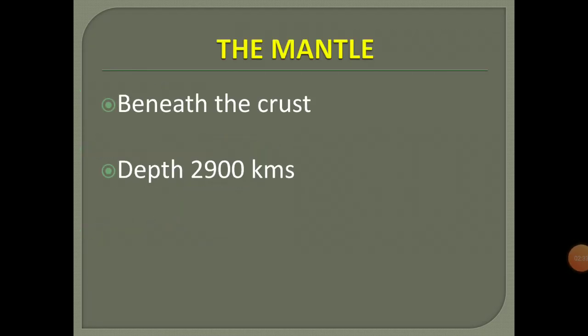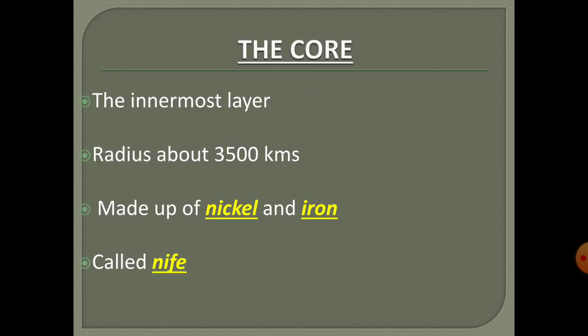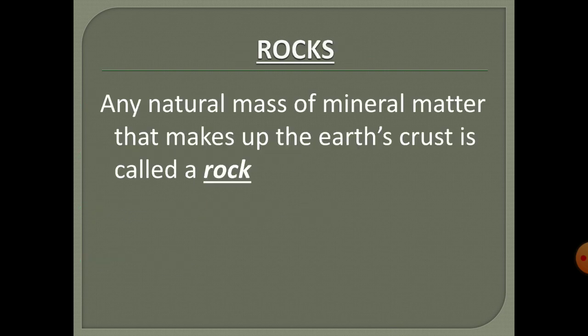Now the mantle. Just beneath the crust is the mantle, which extends up to a depth of 2,900 kilometers below the crust. Next, the core. The core is the innermost layer, with a radius of about 3,500 kilometers. It is mainly made of nickel and iron. We call it Nife: Ni from nickel and Fe from iron. So Ni plus Fe, Nife. The central core has very high temperature and pressure.